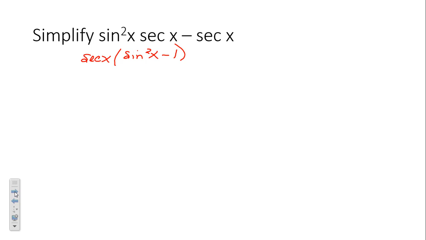So this was a sine squared times a secant minus a secant of x. So we took the secant of x out. And we asked ourselves, what do we have left? Sine squared minus 1. Okay.